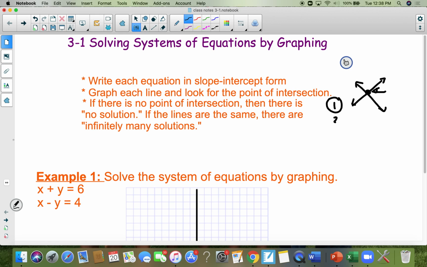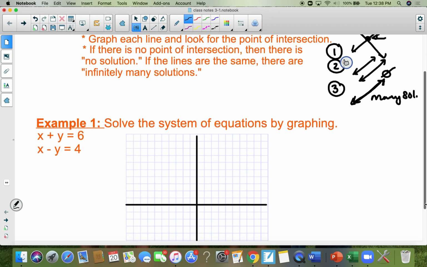Two, they'll never intersect with each other. They'll be parallel lines. And that'll be a no solution because they never intersect with each other. Or 3, you might draw the line, and what happens is you draw the line right on top of it, so it's many solutions. So those are the 3 types of scenarios that you're going to have when you graph 2 lines. So let's see what happens in the first problem.